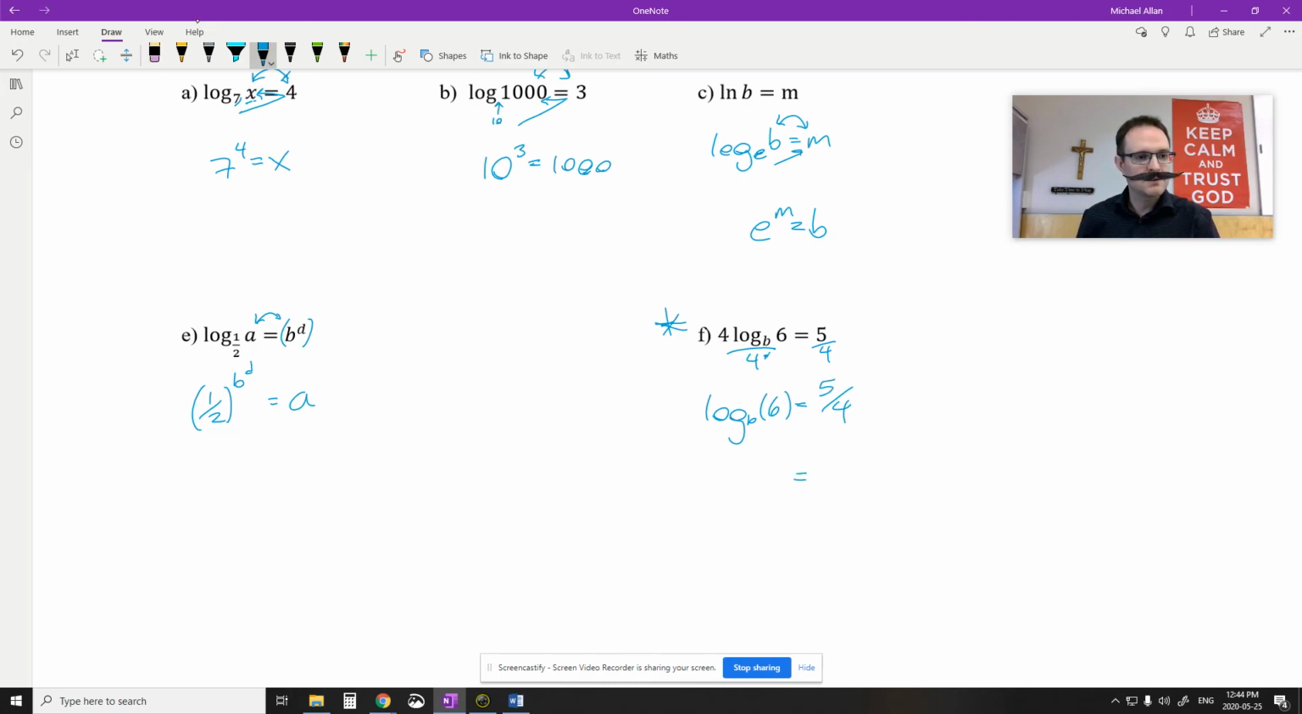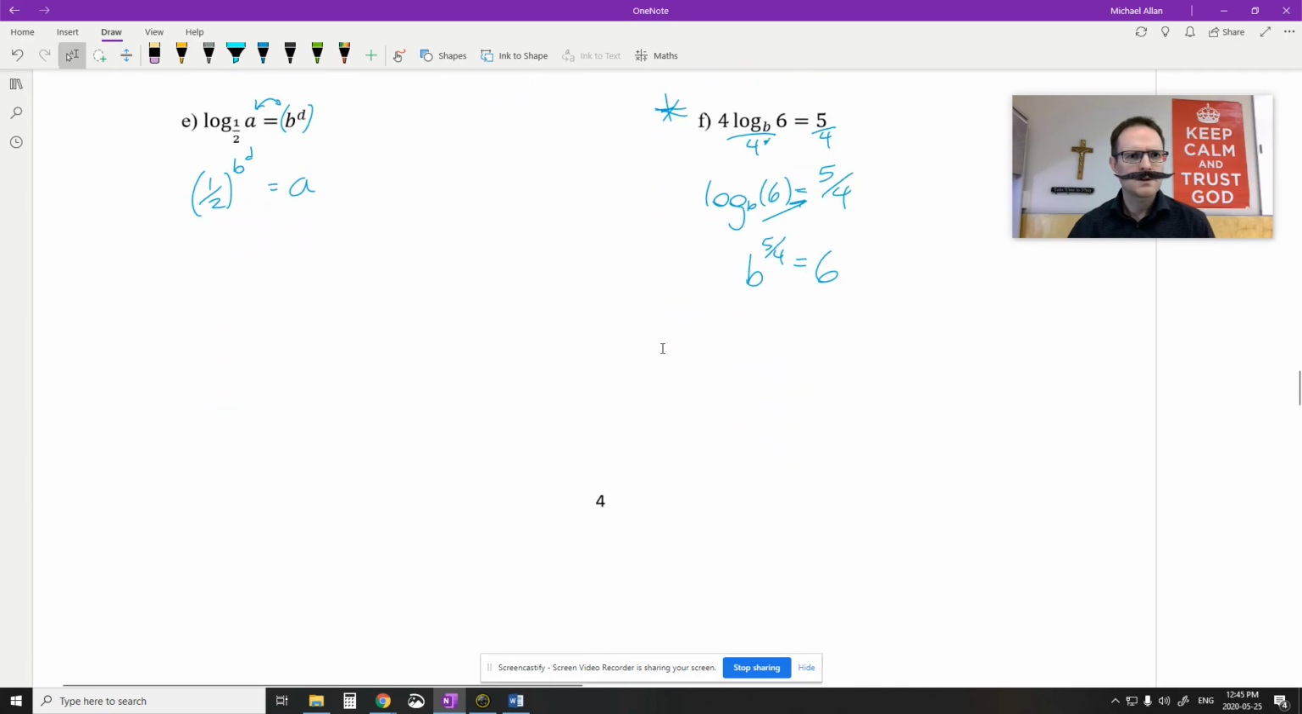Now I can do our little 7. So my base is b. Raise it to the power of 5 over 4, and that's equal to 6. And now I can solve for b. If I wanted to solve for b, I can figure out what my base is. But I don't want to in this case. I don't care. Okay. I just wanted to change it into a different form.